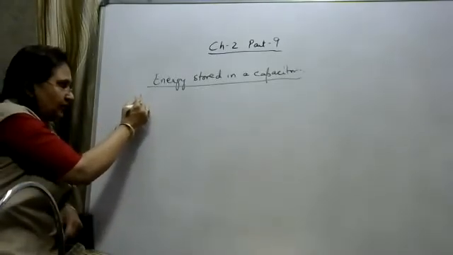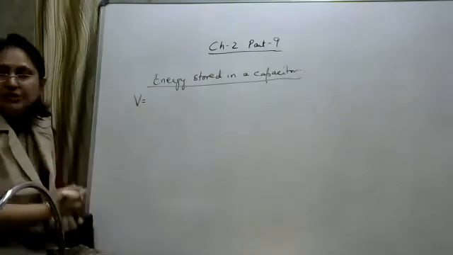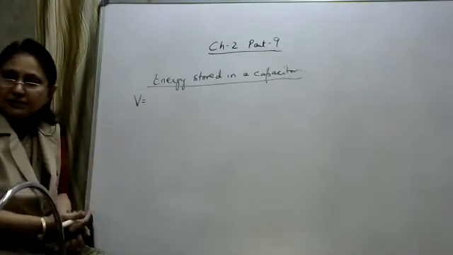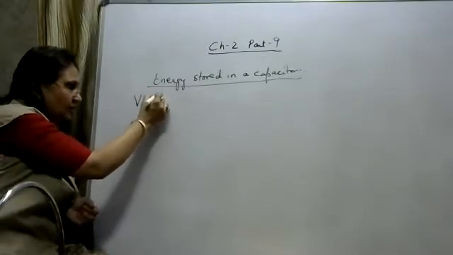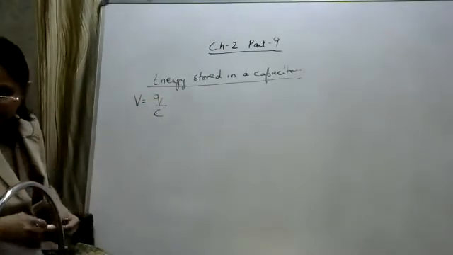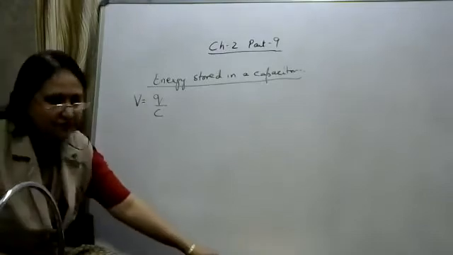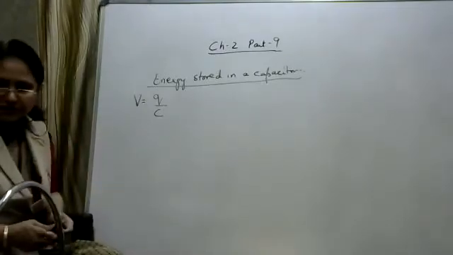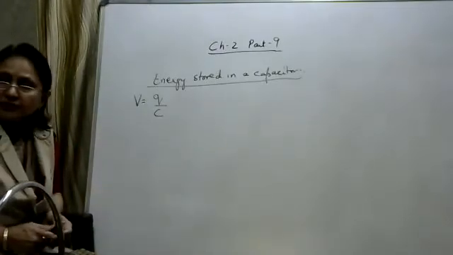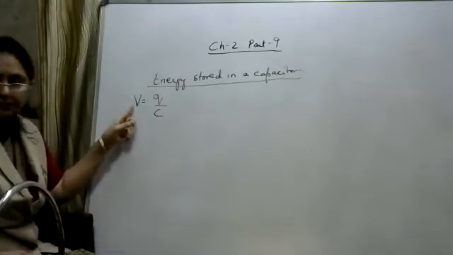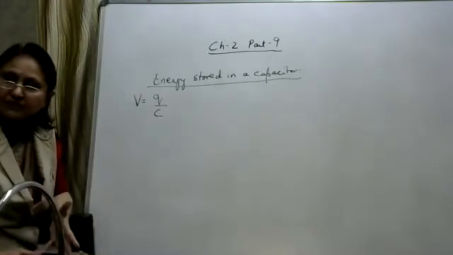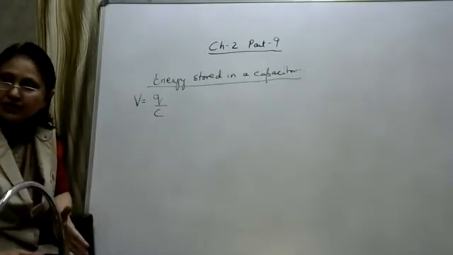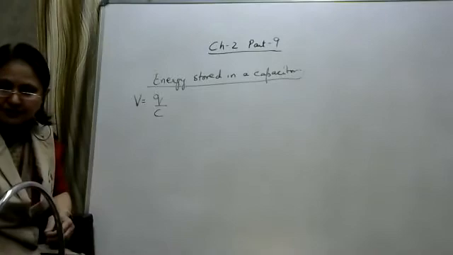The potential difference between the plates, if its capacitance is C, is given by Q upon C. V is equal to Q upon C, where C is its capacitance and Q is the charge stored on the plates of the capacitor.